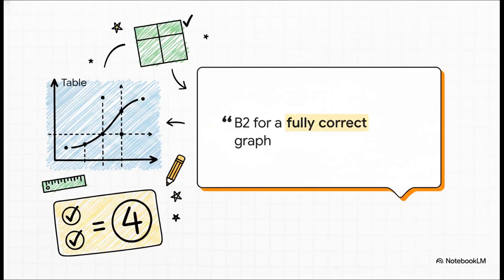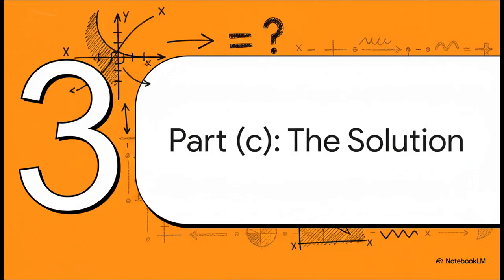And hey, let's check in with the mark scheme again. What does it say? B2 for a fully correct graph. Yep. That means another 2 marks are awarded for plotting the points correctly and drawing that smooth curve through them. So that's 2 marks for the table, 2 marks for the graph. We're already sitting on 4 out of 6 marks. We're doing great. And now for the final piece of the puzzle, Part C.